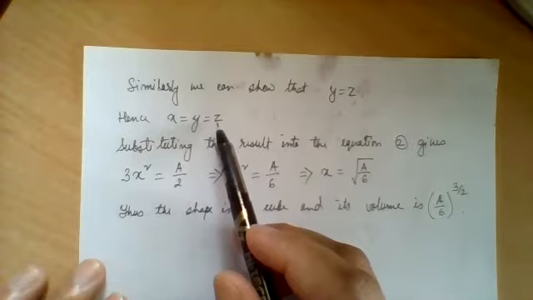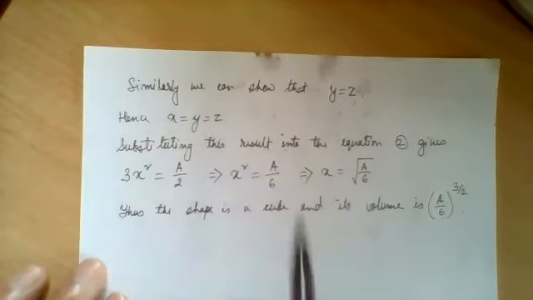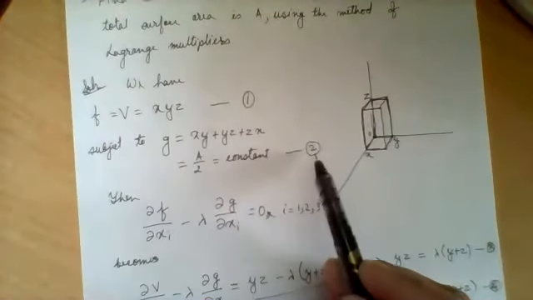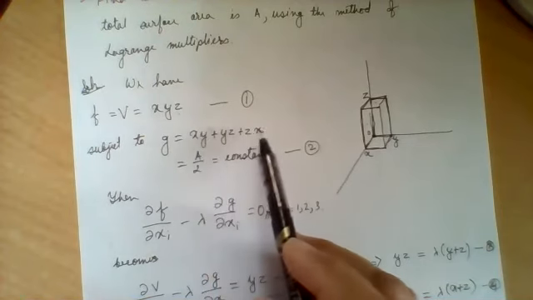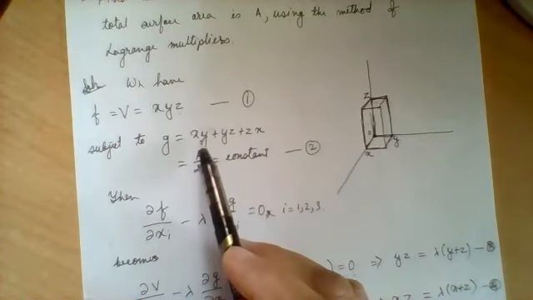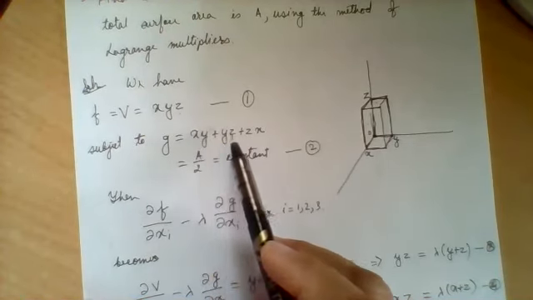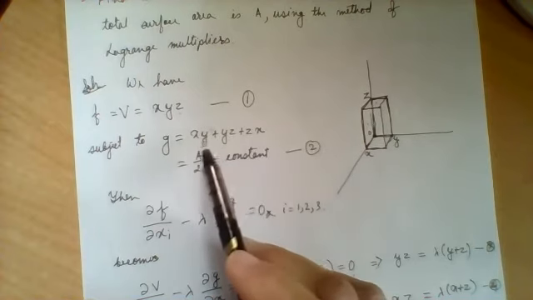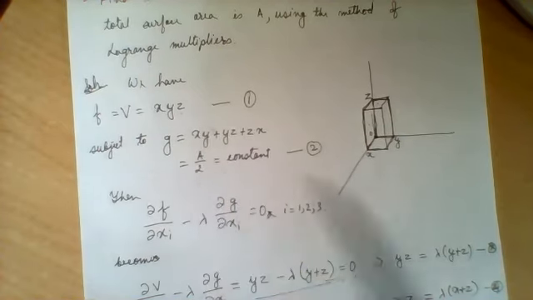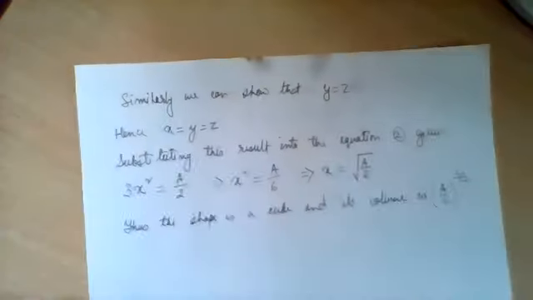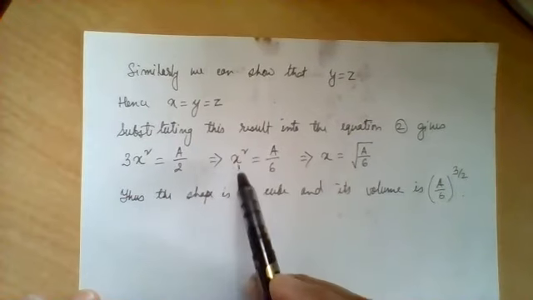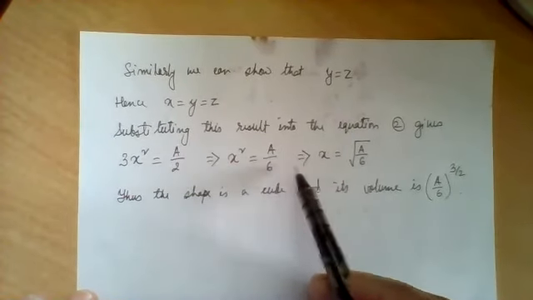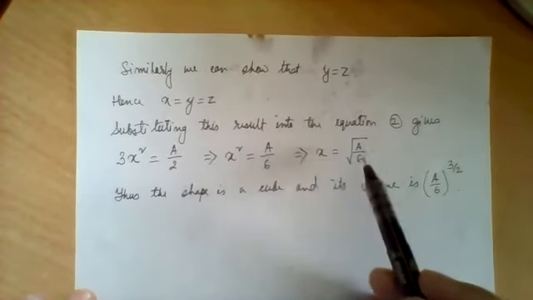Now we substitute this in the equation of constraints, equation number 2. So xy, yz, and zx are each x square. So 3 times x square equal to a by 2. This means x square equal to a by 6, which means x equal to root over a by 6.